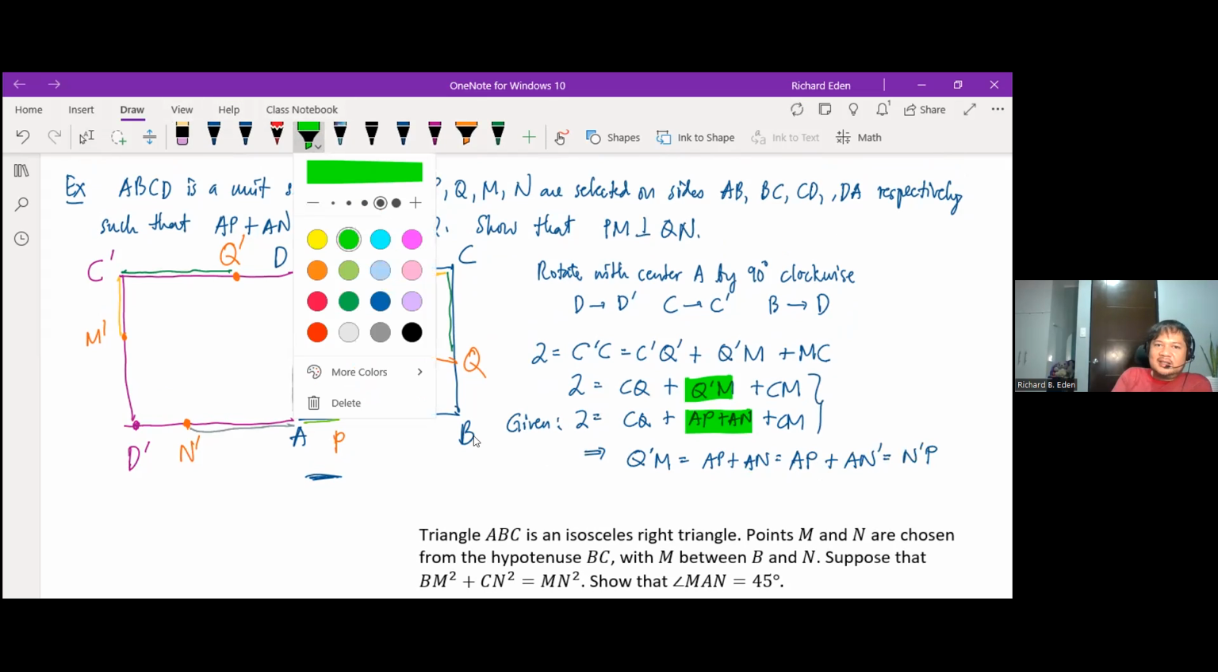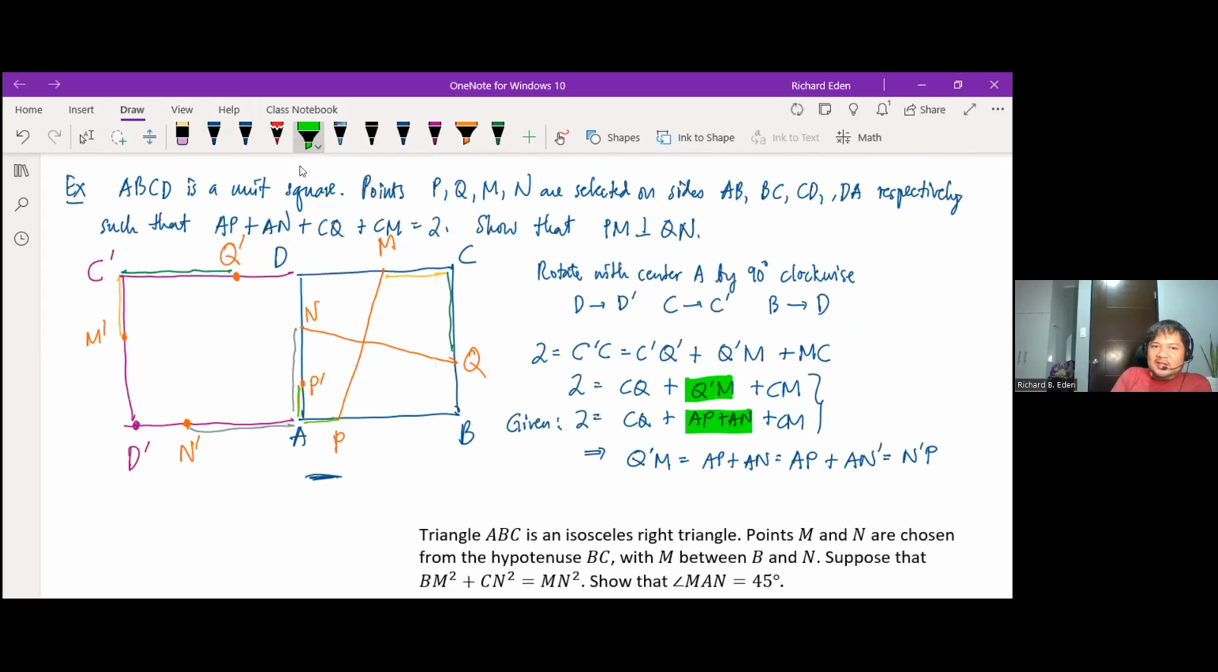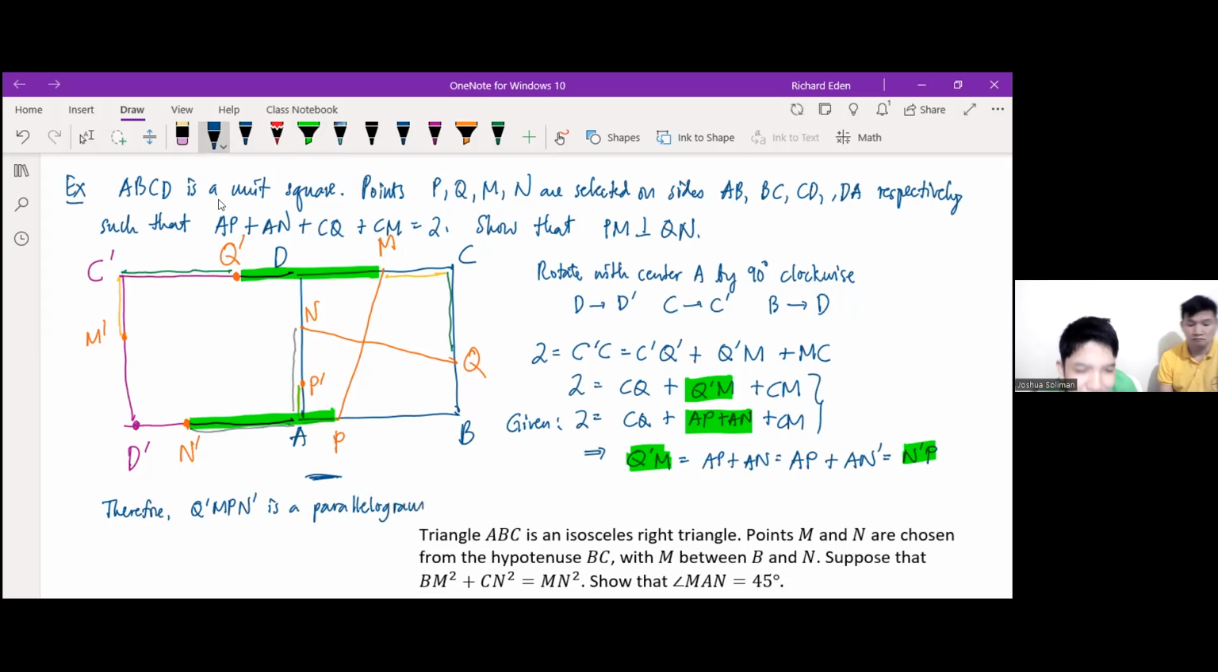So we've shown that this Q prime M and N prime P are congruent. So, congruent ito, Q prime M and N prime P, which means, yes, you're right, we do have a parallelogram. Okay, Q prime M P N prime is a parallelogram.